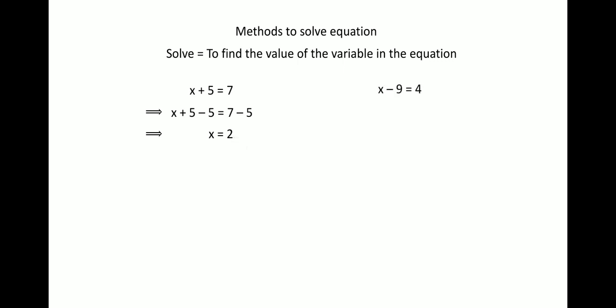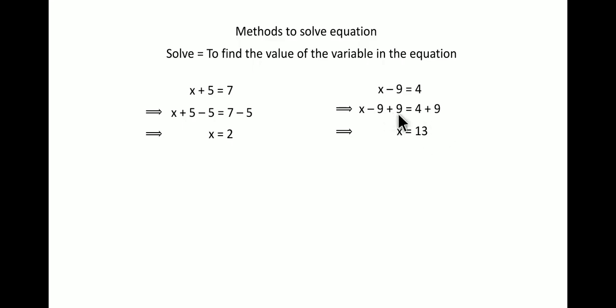Next is x minus 9 equals to 4. Here there is subtraction. So in order to get rid of this minus 9, what we will do is we will add plus 9, so that plus 9 and minus 9 get cancelled, and you will get only x. So the next step is x minus 9 plus 9 is equal to, since you have added plus 9 over here, you will do the same thing with the right hand side. So 4 plus 9, you have to add the same number to the right hand side as well. So this implies you will get x is equal to 4 plus 9, 13.